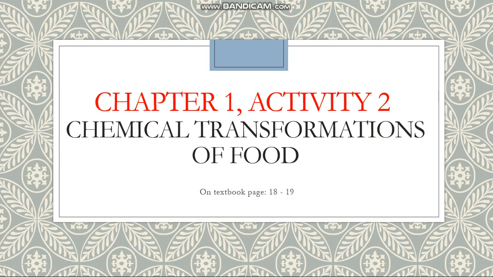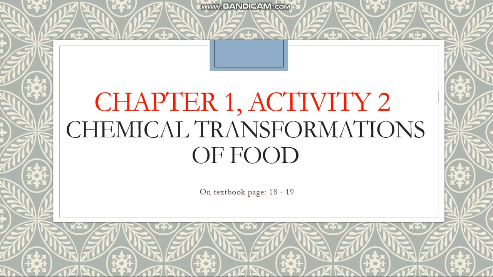Hello dear students, today we will explain activity 2 in chapter 1, which is about chemical transformations of food. This activity is found on your textbook page 18-19. We already explained about digestion.